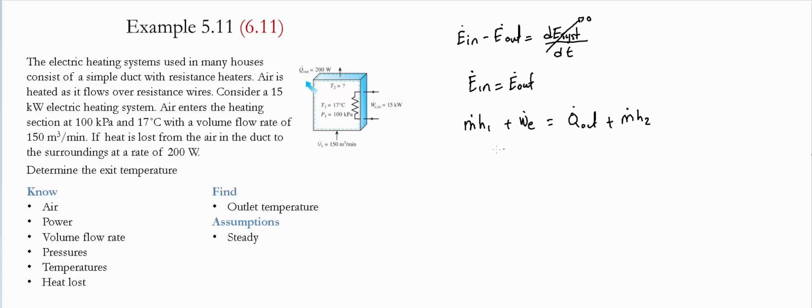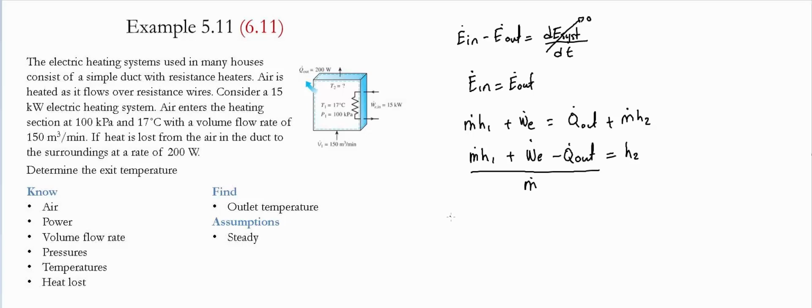So we rewrite this as the mass flow rate times h1 plus the electrical power, minus the heat loss out, is equal to the mass flow rate times the exit enthalpy, and we divide all this by the mass flow rate. For us to be able to find the mass flow rate, we first need to find the specific volume, since the information that is provided is a volume flow rate.